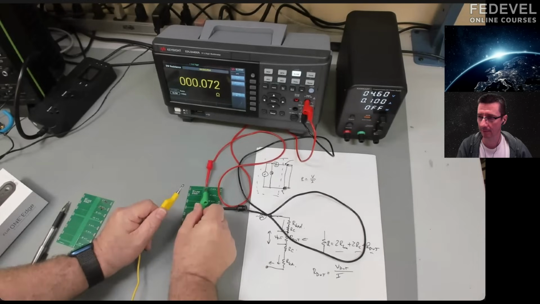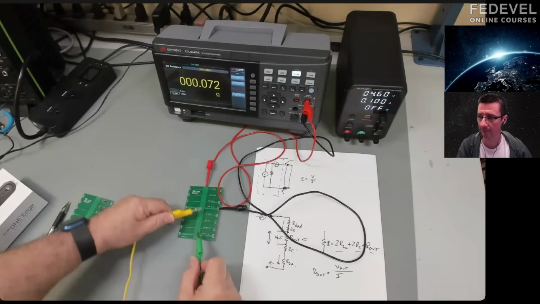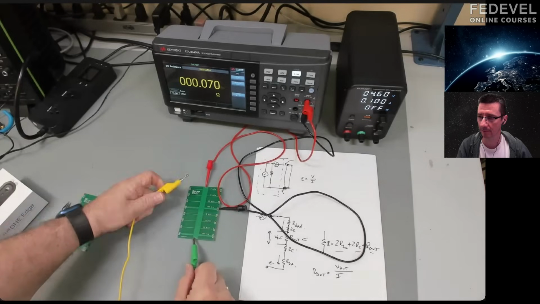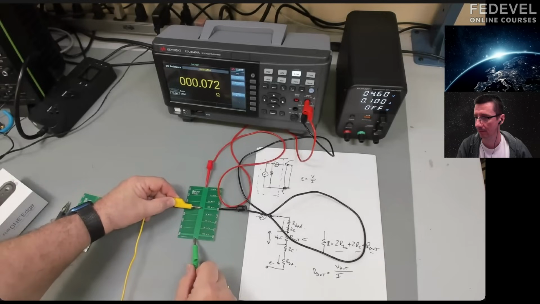So think about the current. It's going to flow through here. It's going to go through here. I may get a voltage drop here. So what's the voltage drop from this region to this region in the wide trace? What's that voltage drop going to be?